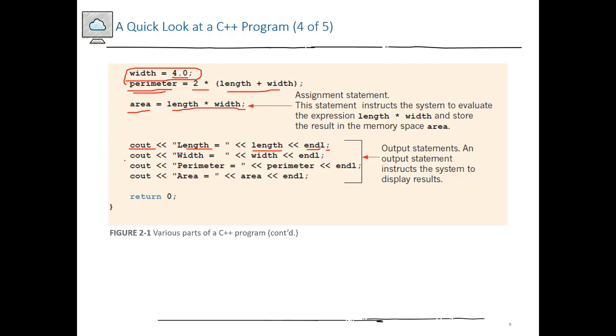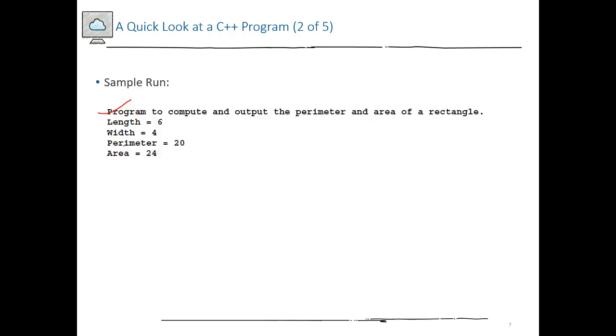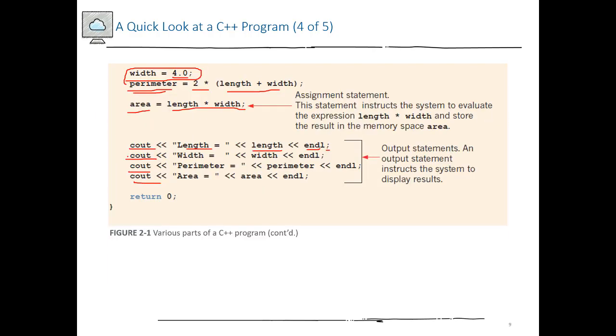So we do the same thing for all these different statements. Here we are outputting length, width, perimeter, and area. And as you can see, that's what we did here: length, width, perimeter, area. Okay. So let's go ahead and move forward.